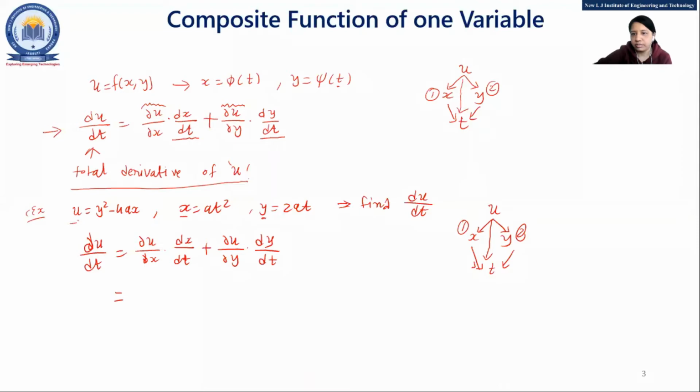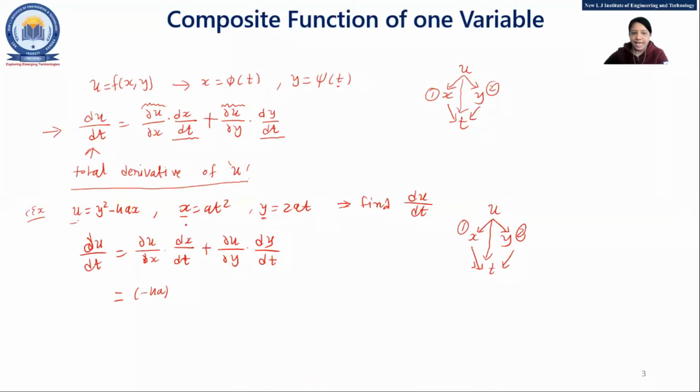Okay, Niket. Yes, ma'am. Del u by del x is minus 4a and dx by dt is 2at. Okay, but I am only asking for del u by del x of this. Here y square is a constant, so this is nothing but minus 4a. Fine. And what about dx by dt? Now it's ordinary. So what is dx by dt? It's 2at.